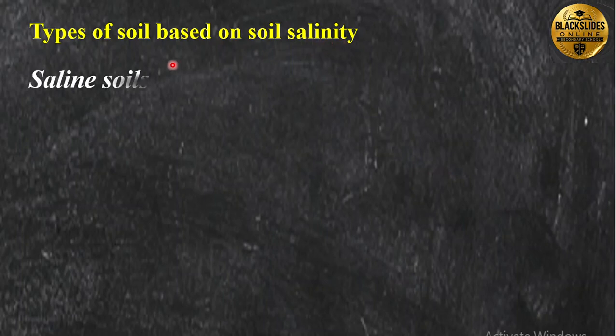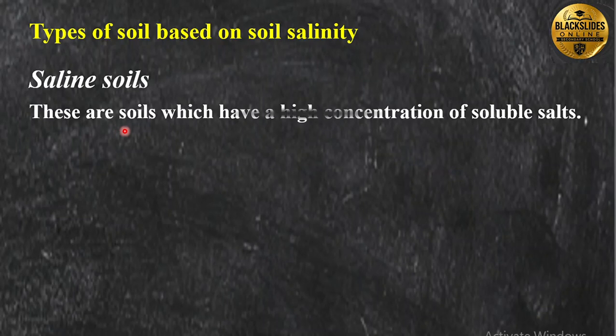Based on soil salinity, we have what are called saline soils. Saline means salty. So saline soils are the soils which have a high concentration of soluble salts, which can be magnesium sulfates, calcium sulfates, sodium carbonates, magnesium chloride, sodium chloride, and others. The soils which have high concentrations of soluble salts are called saline soils.